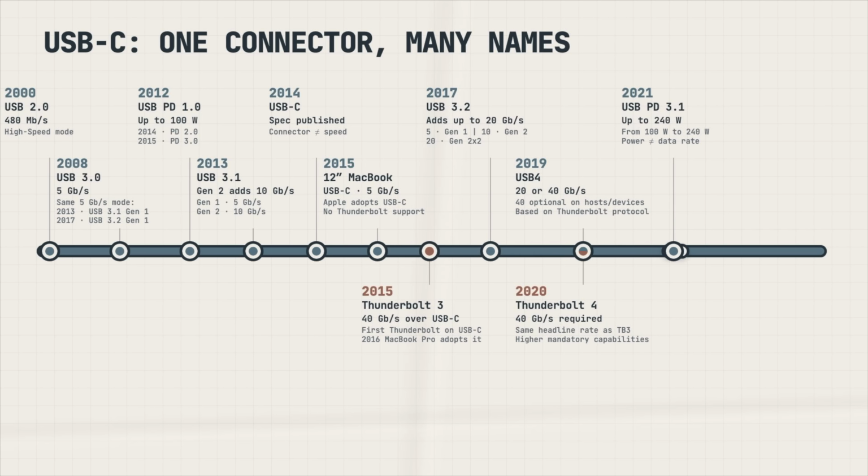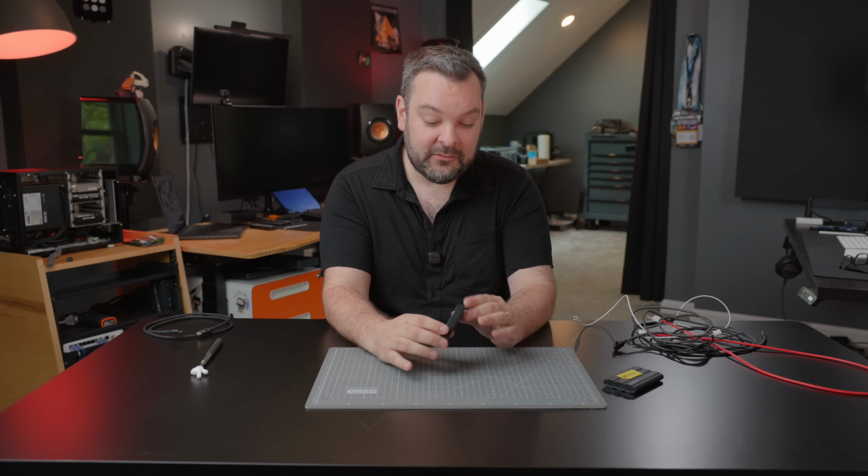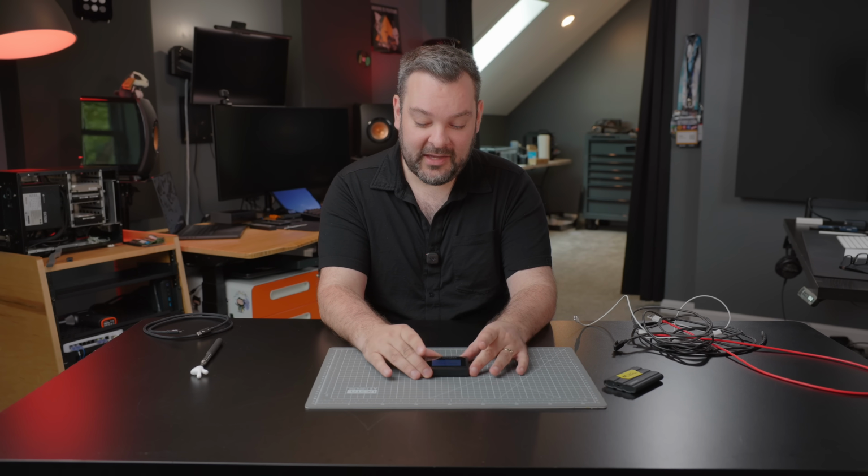Then USB 4 version 2.0 arrived in 2022, with up to 80 gigabits per second. Thunderbolt 5 followed in 2023, guaranteeing 80 gigabits and offering a similar 120 gigabit bandwidth boost mode. And that leaves us with a complete mess. Two cables that look identical can have completely different data, charging, display, and Thunderbolt specifications. So let me show you what this $50 USB cable tester is capable of.